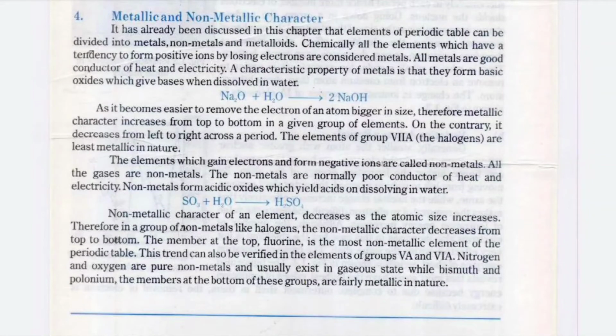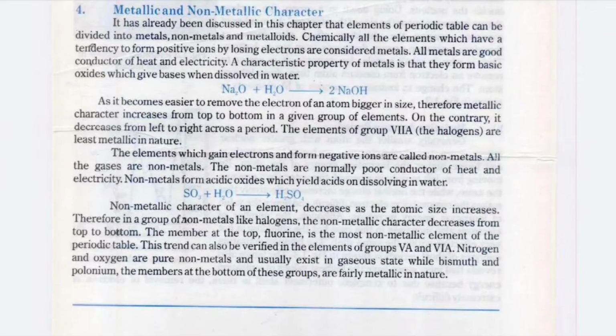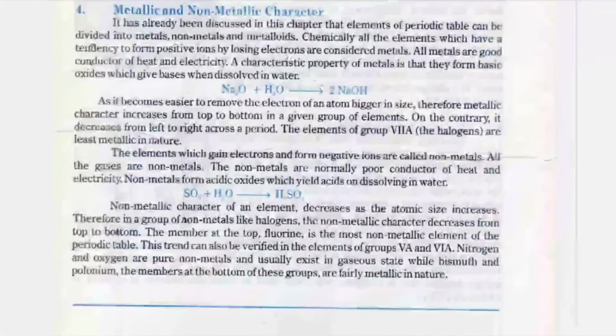So we can say that the size of the atom is directly proportional to the metallic character. When we move from top to bottom, the ability of the elements to lose electrons increases because their size increases. When the size increases, the pull of the nucleus on the outermost shell decreases, so they can lose their electrons very easily. So we can say that when we move from top to the bottom in any group, the metallic character increases. And in contrary, the non-metallic character decreases.